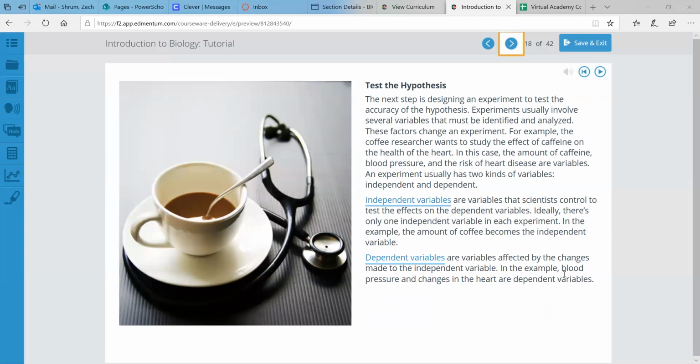If it's dependent variables, these are changed and affected by the changing independent variable. So the independent variable in the example is the amount of coffee a person consumes. The dependent variable is the change in the heart. So the changes in the heart and blood pressure depend on this other variable that is changing, okay? So that is the relationship between the two.